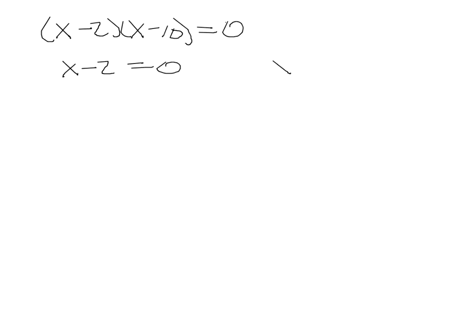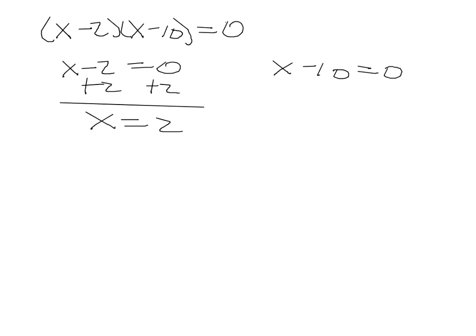So I take each linear equation and set it equal to 0. Add 2 to both sides. I get x equals 2. Add 10 to both sides. And I get x equals 10. Now, I need to check.